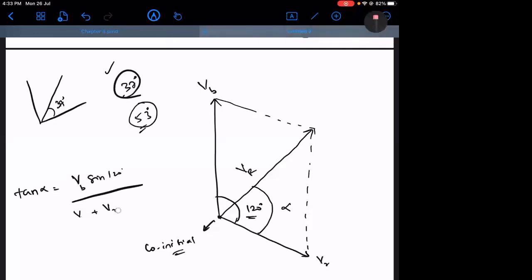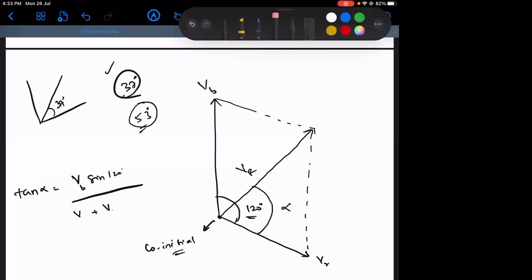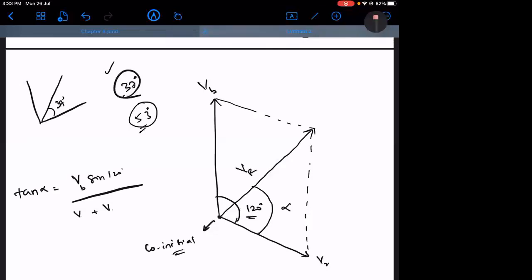For 60. Okay. VR plus VB cos 120. So what were you asking? 60? The VB angle, it should be 60, right? Why?